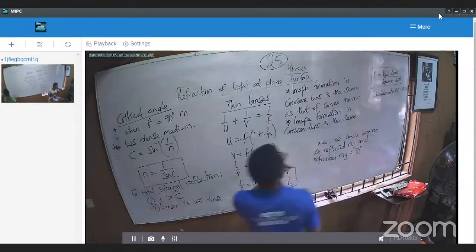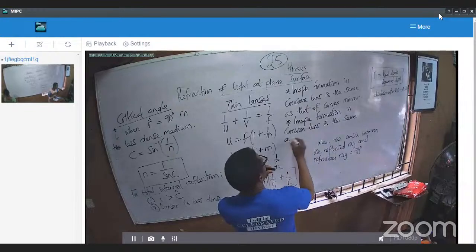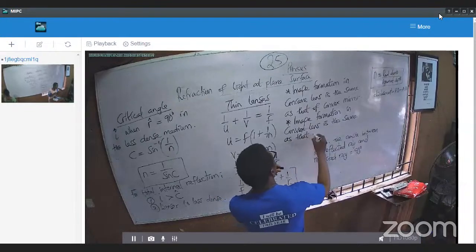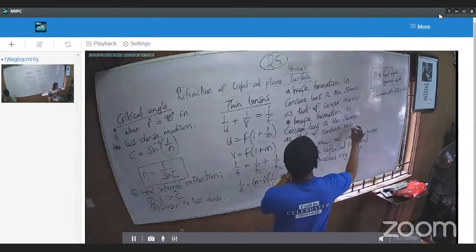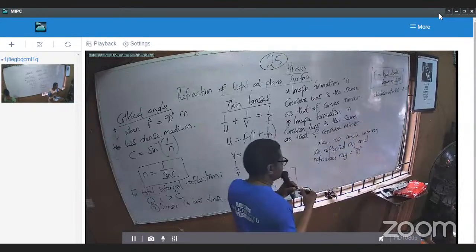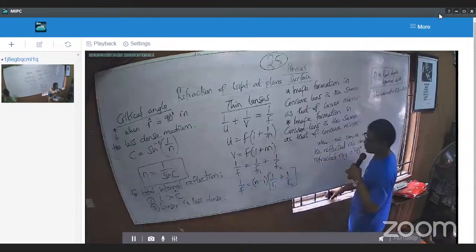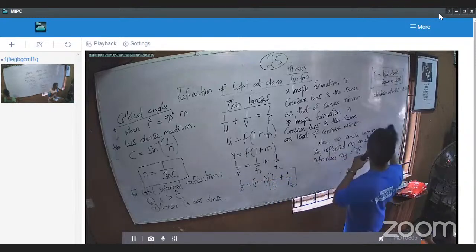Image formation in a convex lens is the same as that of a concave mirror. Move closer to the screen. Don't stare at the back. Concave mirror. So that's that on topic 25. 14 more to go.